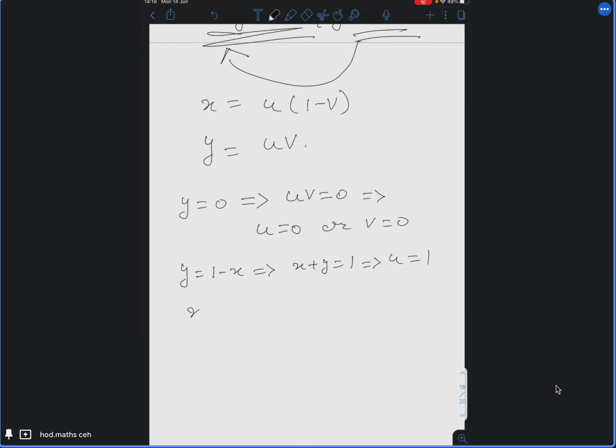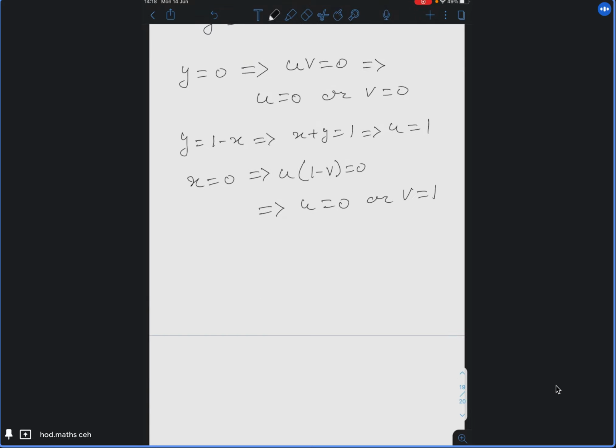Now, x is equal to 0 I have. x is equal to 0 means what I will get? Tell me. x is equal to 0 means u into 1 minus v is equal to 0 I will get. This means either u is equal to 0 or v is equal to 1. Is it or not? Yes, ma'am. So these are the values of u and v. As you can see, u can be 0 or u can be 1. v can be 0 or v can be 1.